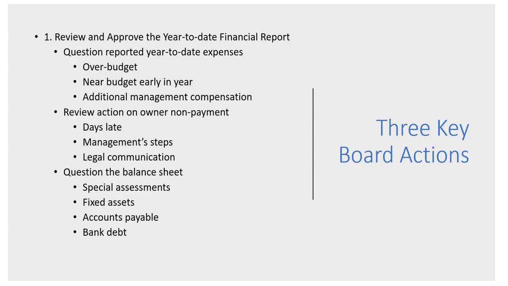So the 3 key board actions are really important. These are the ones that make up the bread and butter of your oversight responsibility. So the first one you'd want to make sure you do at every meeting is review and approve the year-to-date financial report. That means question reported year-to-date expenses.